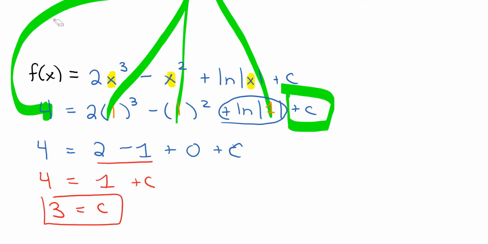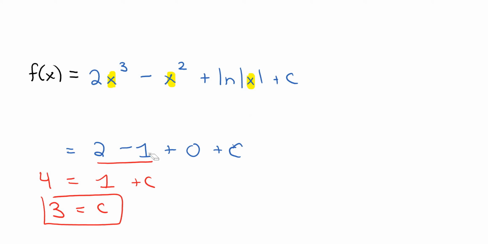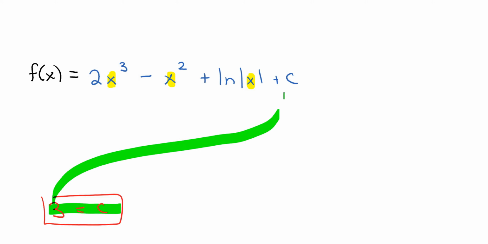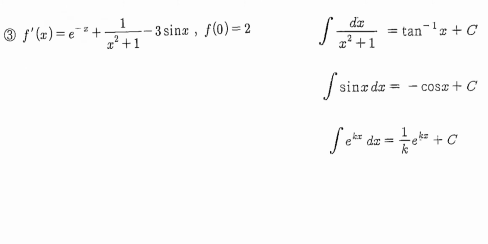Okay, in order to finish off this problem now, I need to go back to f of x. Let me just erase all this now. We did all that work and we found that c was equal to 3. So all I have to do now is change that value of c to 3. So change that to a 3, and this is your original function. Okay, so that's it for that particular problem. Let's do a few more and then we'll finish this.